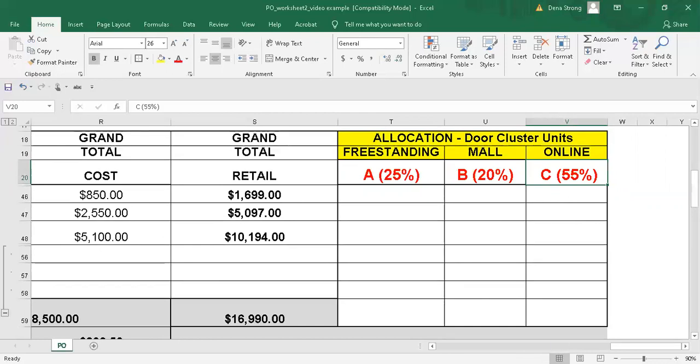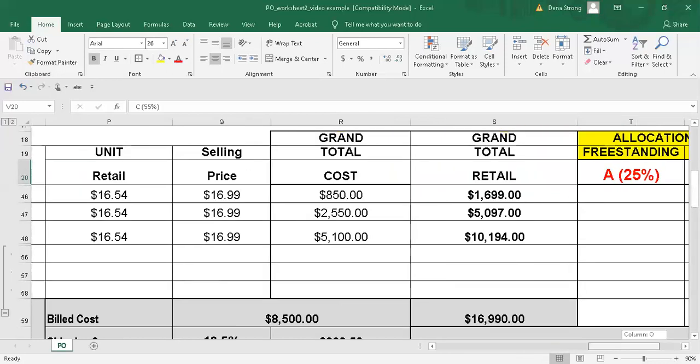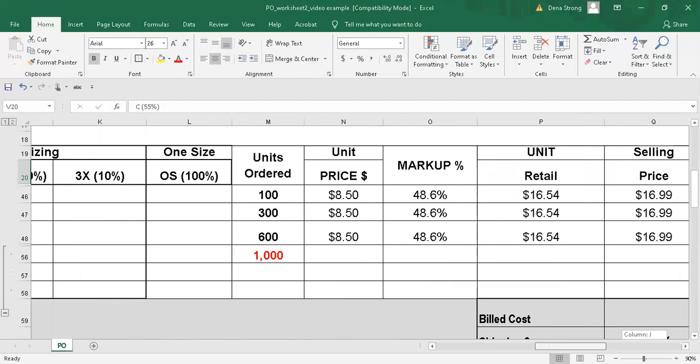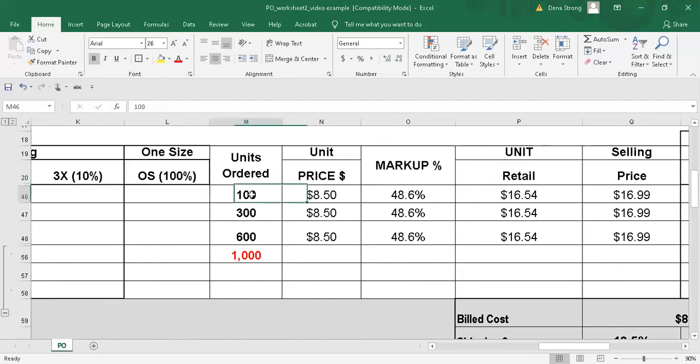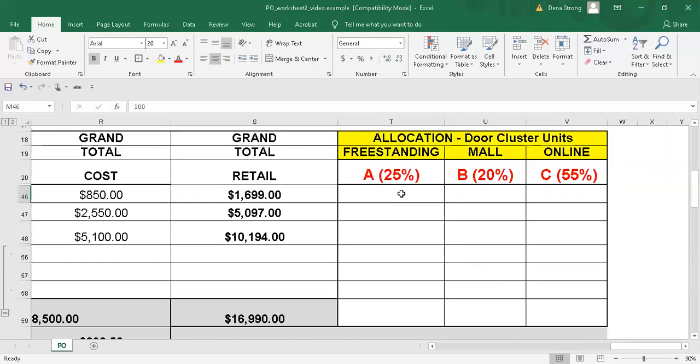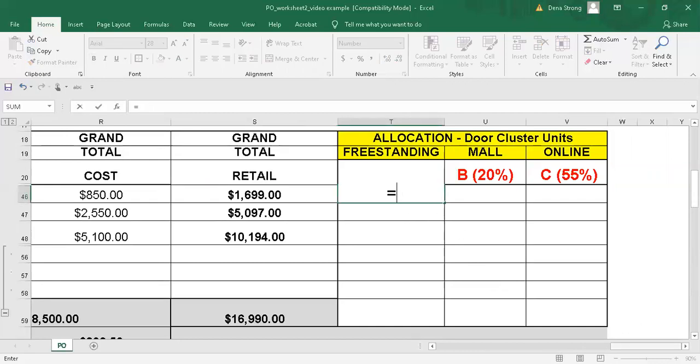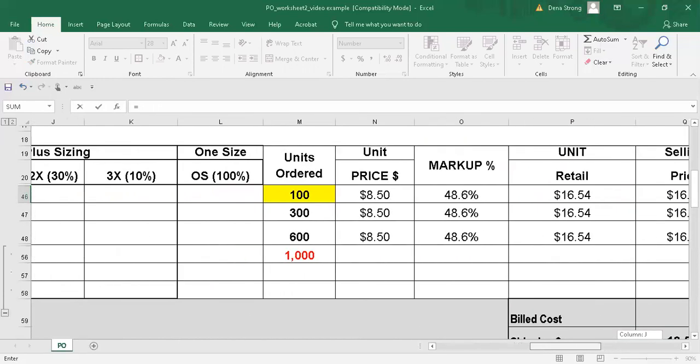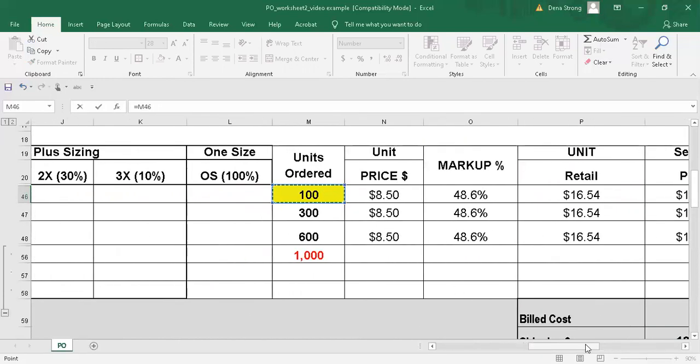So now let's allocate the units to our doors. Okay, so we'll start with the first one. Remember, the first one is the 100 units. That's all we have of the black and white. So let's allocate 25% to that. So it's going to be equals, and let's just click on it, 100.